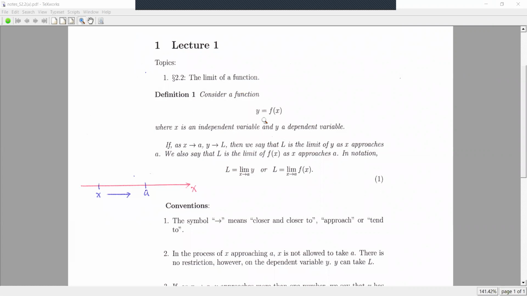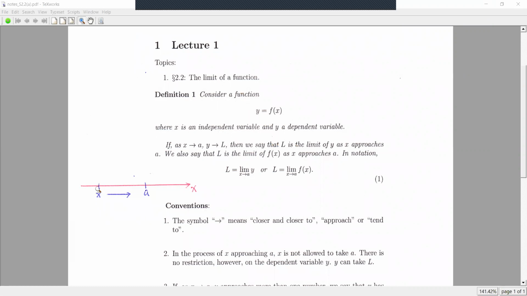Suppose we have a function y is equal to f of x. This function has 2 variables, x and y. The variable x is an independent variable. X can freely assume values. The variable y is a dependent variable. The value of y depends on the value of x.